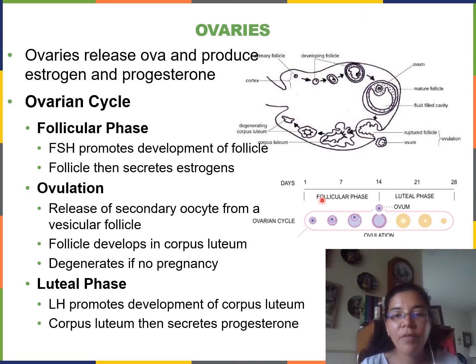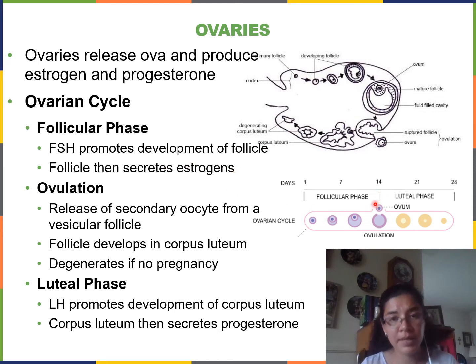So for the first 2 weeks, we have the follicular phase. This is where a couple of hormones are aiding in this development, one being follicle stimulating hormone. Now there's follicle stimulating hormone in males too. We'll come back to the hormones later in the lecture. So follicle stimulating hormone promotes development of the follicle, those are the layers of cells around the egg. And then it releases estrogen.